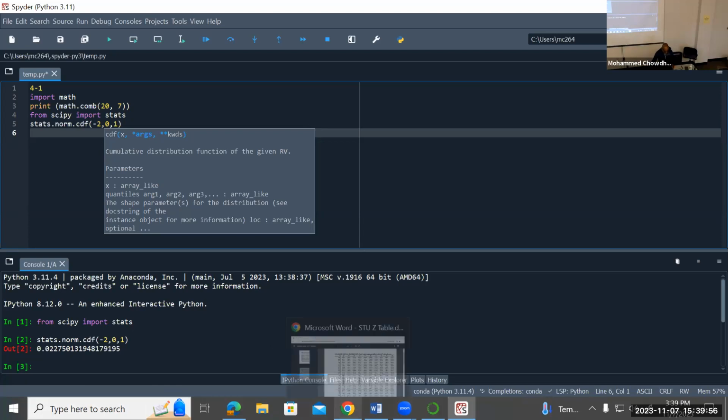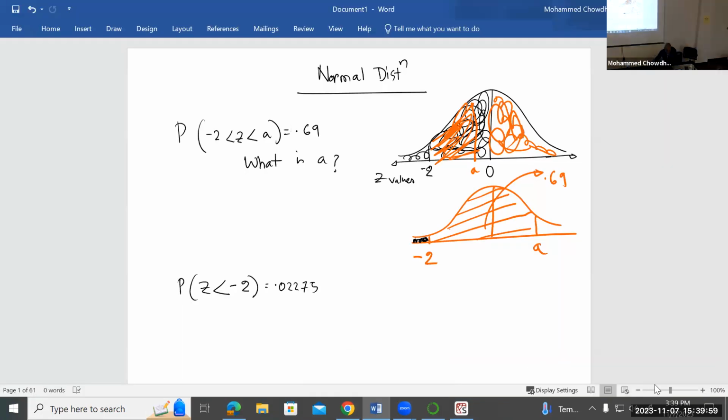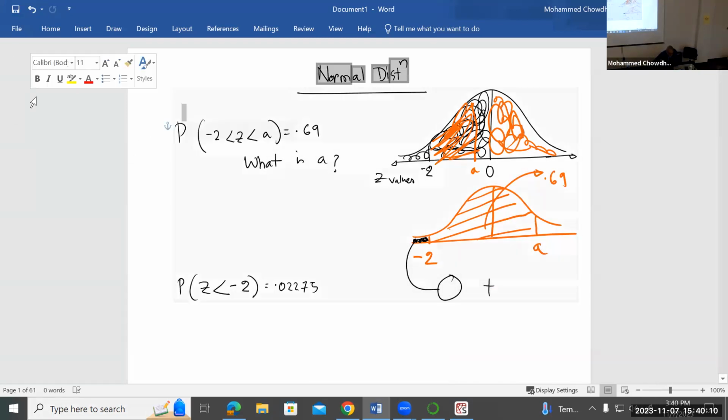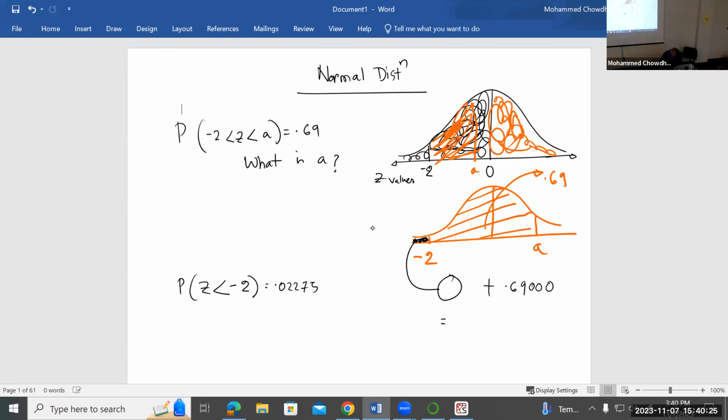Okay, so now we have these things. I have shown you how to compute these values. Now I want to add these. So the 0.0227 plus 0.69. Yes, okay. So what am I getting now? If you add these two, understand?